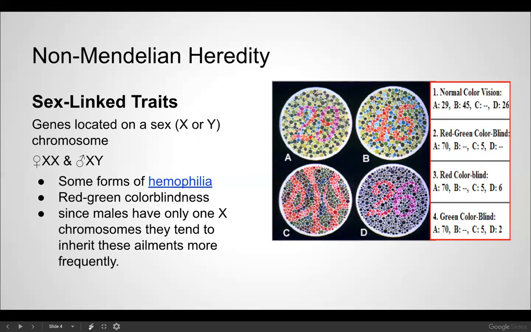Another one is color blindness. You should be able to see some numbers or a pattern in those pictures on the right-hand side. Again, if the gene is on the X chromosome and males only get 1, whatever's on it, that's what they get. So they tend to be colorblind at a higher rate than females. For any type of sex-linked trait, males tend to get it more often than females because they don't have another X chromosome that can potentially hide the expression.